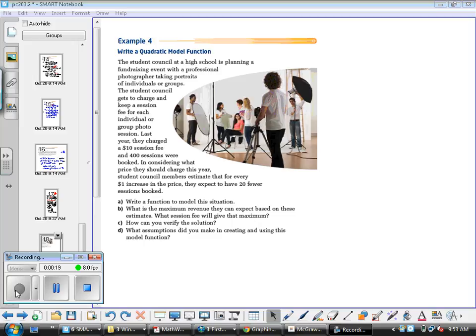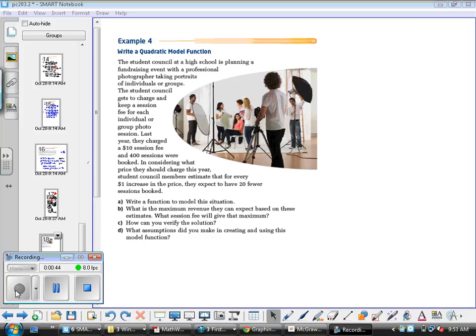In considering what price they should charge this year, student council members estimate that for every $1 increase in the price, they expect to have 20 fewer sessions booked. So write a function to model this situation, and we'll find out what the maximum revenue is. Okay, so when we decide how to write a function, we have to say, what are we changing, and what are we looking at, what quantity do we want to see how that change is going to affect that quantity.